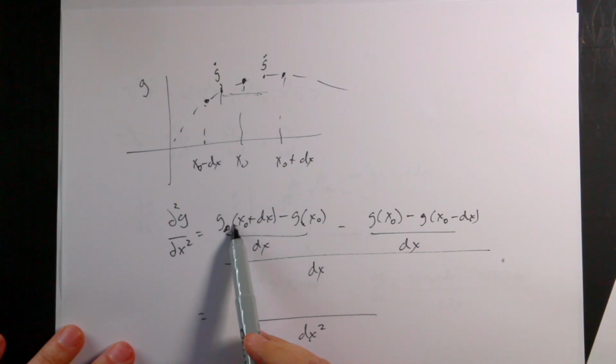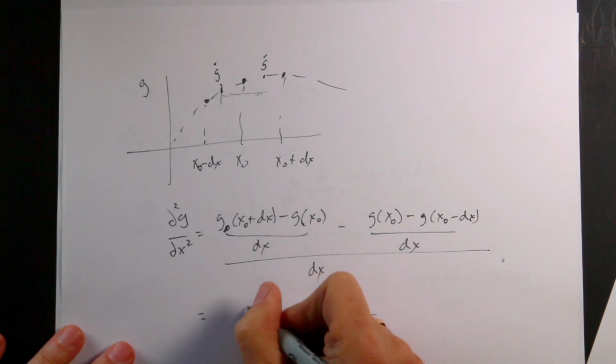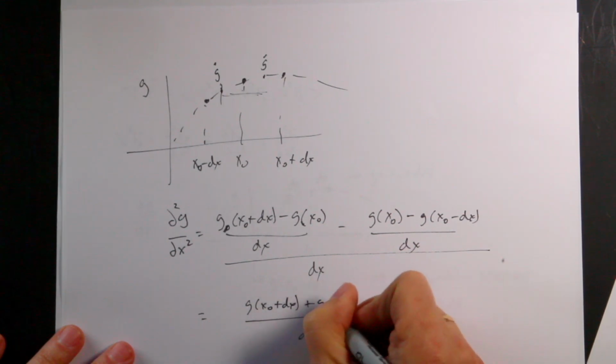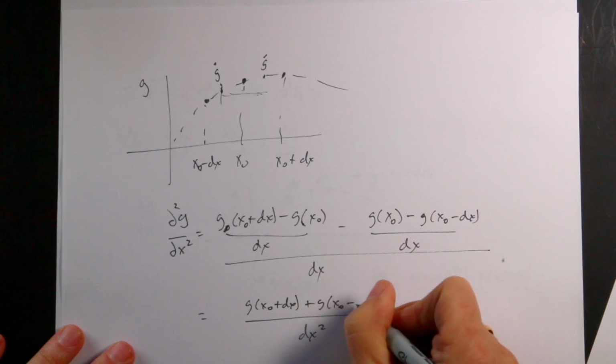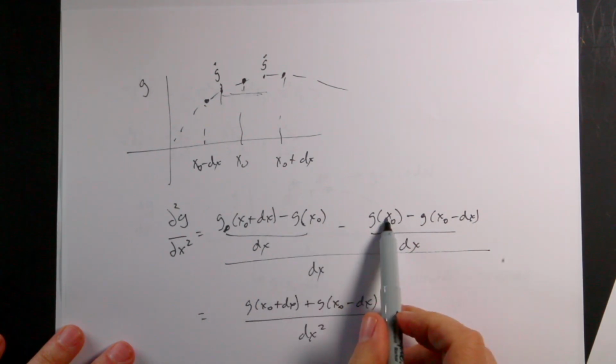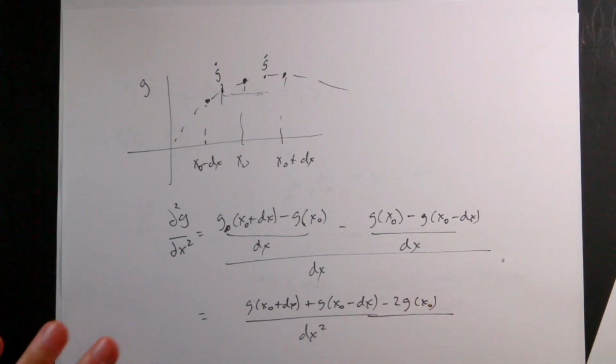And then I have g of x0 plus dx. This is going to be a minus and a minus, so I get g of x0 plus dx plus g of x0 minus dx. And then I have a minus g of x0, and then I can get another one, so I get minus 2 g of x0. So I can calculate the second derivative just by adding and subtracting dx. And this is a second derivative with respect to x. If I want to do it with respect to y, all of this would be y.